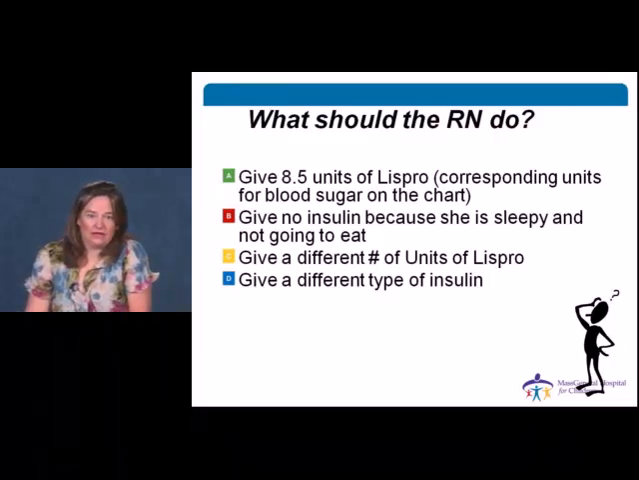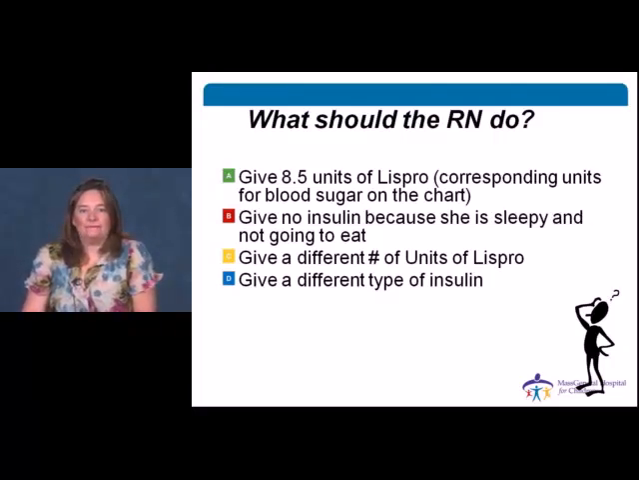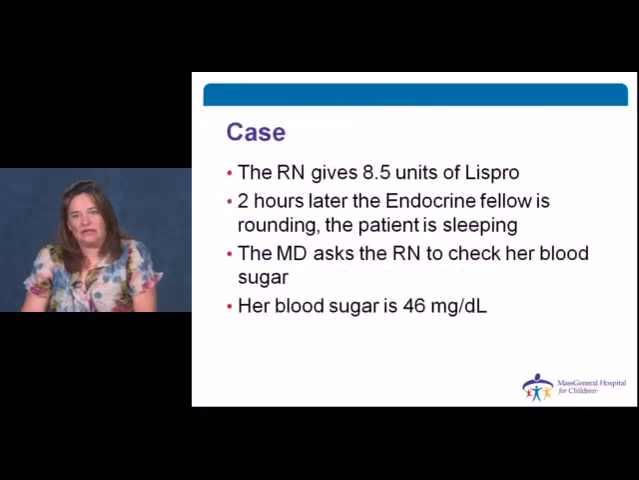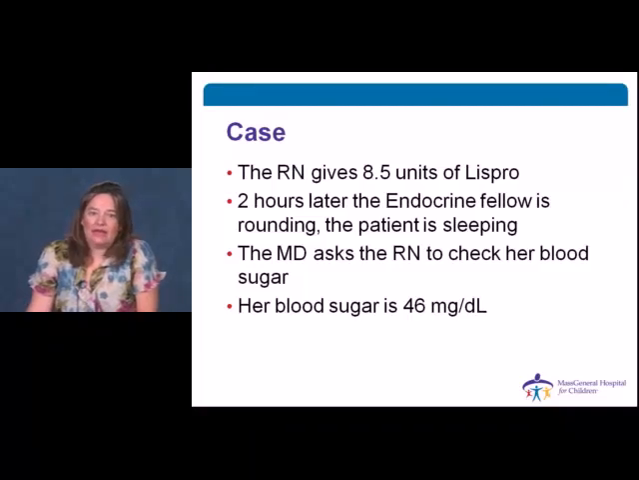And the answer is C. Give a different number of units of the Lispro. But not give any insulin. What happened in reality? Because of the order, the nurse gave 8.5 units of Lispro. 2 hours later, our endocrine fellow was rounding, and the patient had fallen asleep. And with a check of her blood sugar, it was 46 at that time.